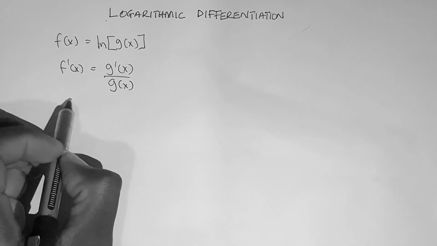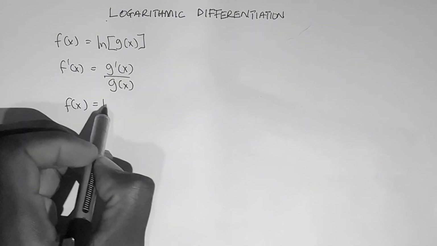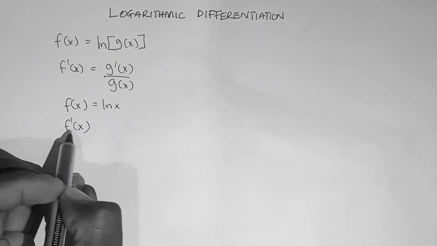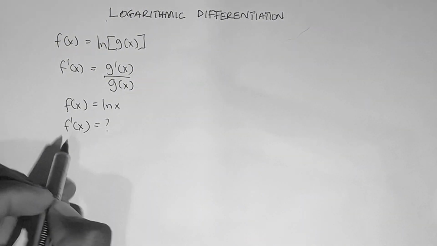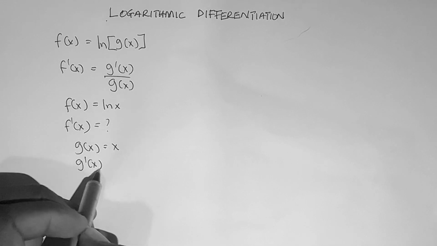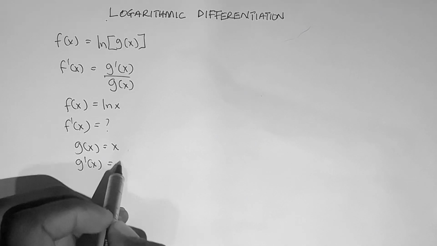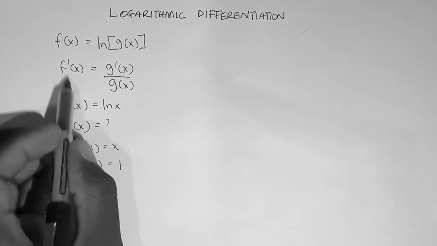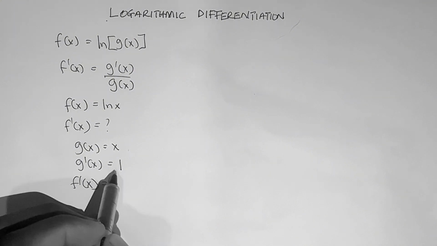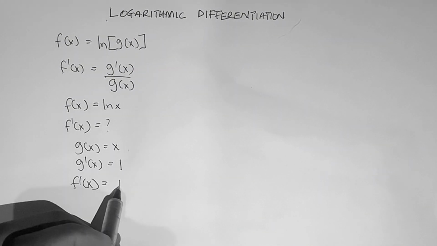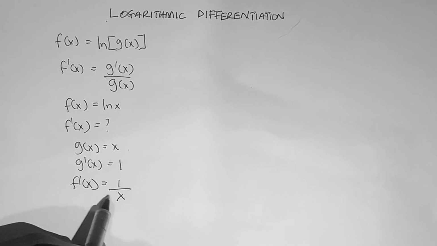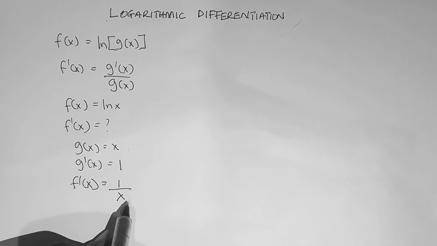So for example, let's assume that f of x is equal to ln x. What is f prime of x? So now, in this case, we see that g of x is equal to x. So g prime of x is equal to, if you differentiate x, you will get 1. So if we put it into this equation, then f prime of x is equal to g prime of x, and g prime of x is 1, divided by g of x, and g of x is x. So f prime of x of ln x is 1 over x.